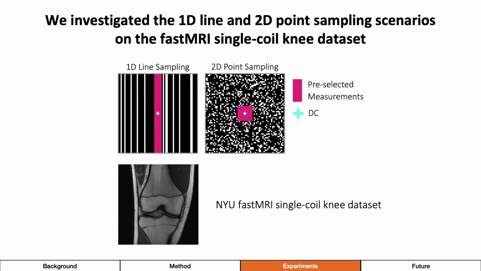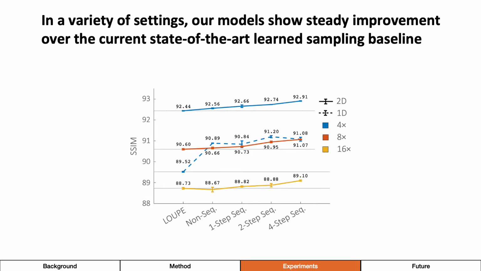Now, I will show you some of our experimental results. Firstly, here are some quantitative comparisons of our models versus the state-of-the-art learned K-space sampling baseline LOUPE. LOUPE also co-designed the sampler and reconstructor, but it is not adaptive and performs sampling in one shot.